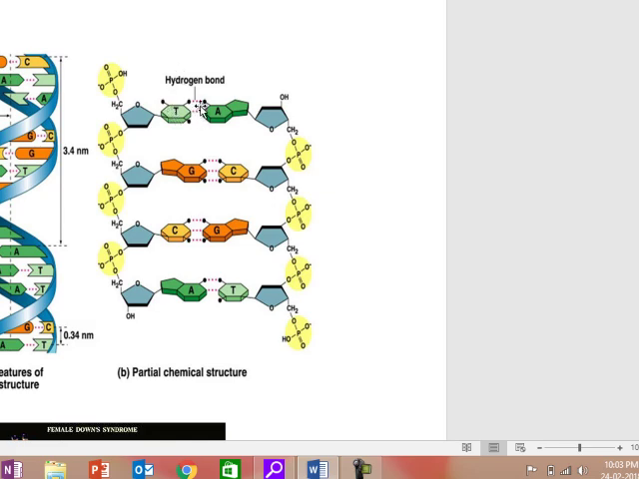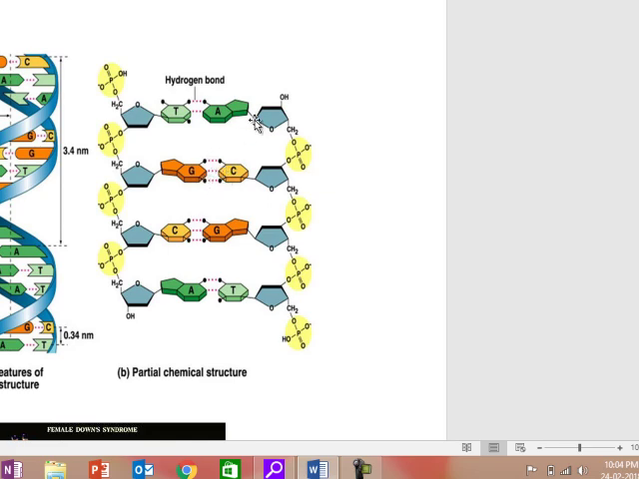Okay. And hydrogen bonds are present between nitrogen bases. So adenine and thymine are bound with two hydrogen bonds, whereas guanine and cytosine are bound with three hydrogen bonds. So the pairing between nitrogen bases is constant. That means adenine always binds with thymine and vice versa. The same way guanine always binds with cytosine and vice versa.